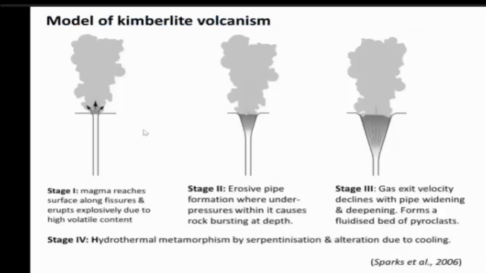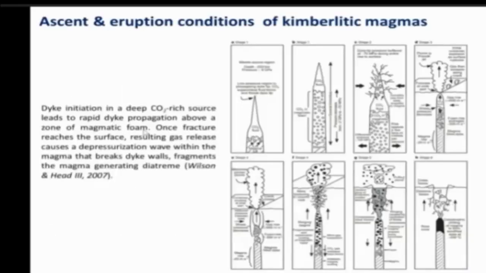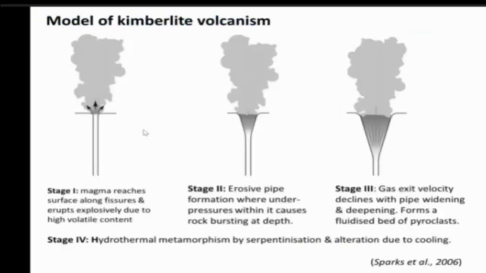The other model is somewhat different. Their idea is to see how this exsolution works, because both these models consider that the exsolution of the volatile phase from the fluid phase is a necessary condition to sustain the crack, so that the crack reaches the surface and allows the continuous eruption of this high volume of kimberlitic low viscous melt.